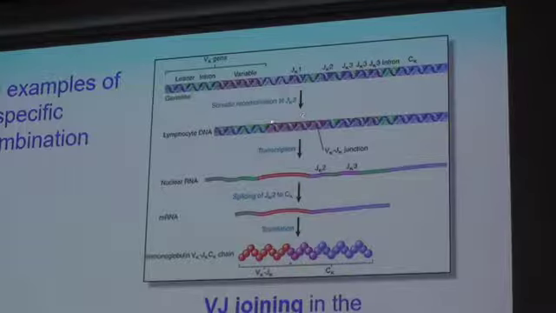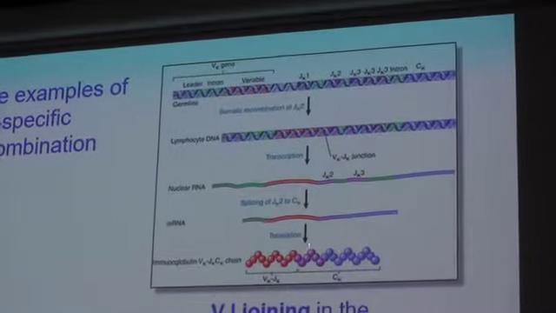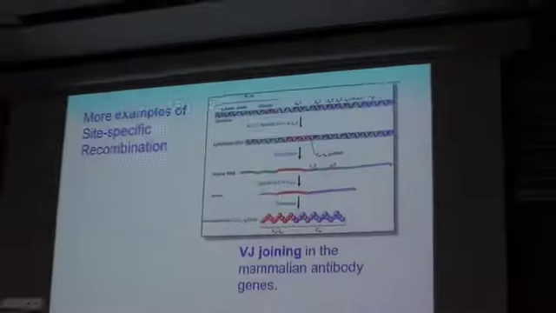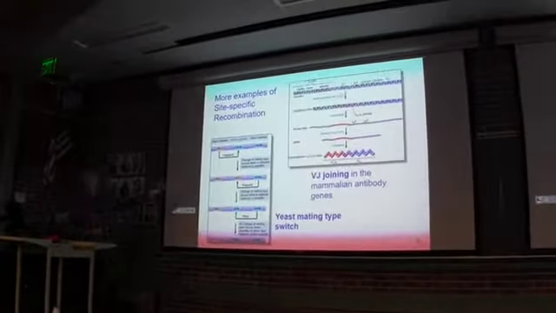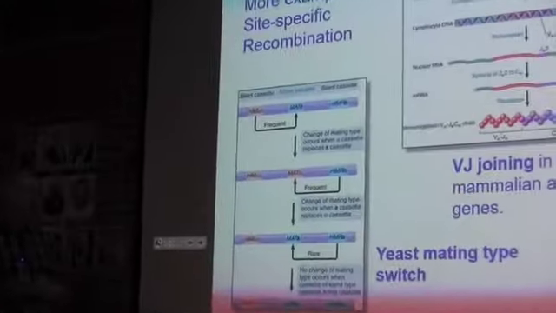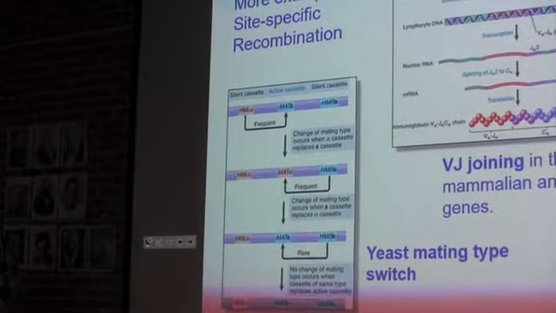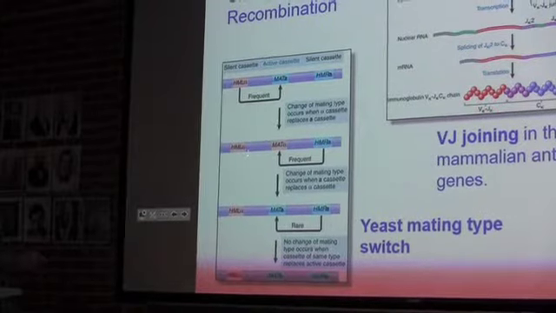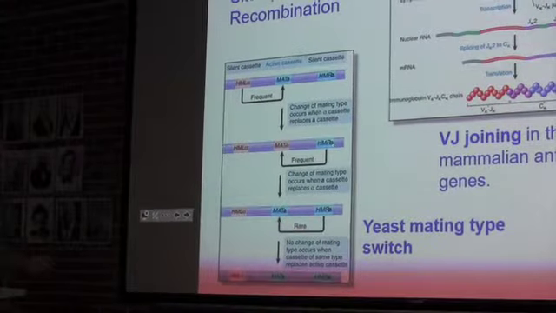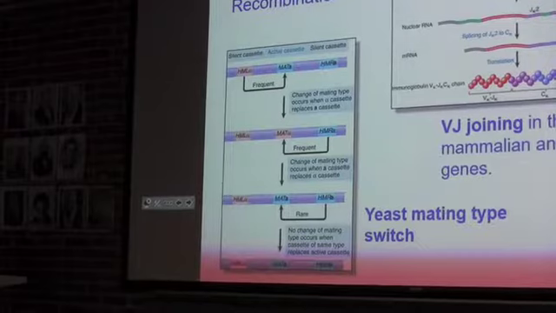Okay, so you have this shuffling and it's site-specific. And then at the second step, after you make the RNA, you get a shuffling at the splicing. You get various alternative splicing outcomes. So you get a lot of variability there. This is the yeast mating type switch. Again, example of site-specific recombination. This is where they go from the alpha to A genotype.